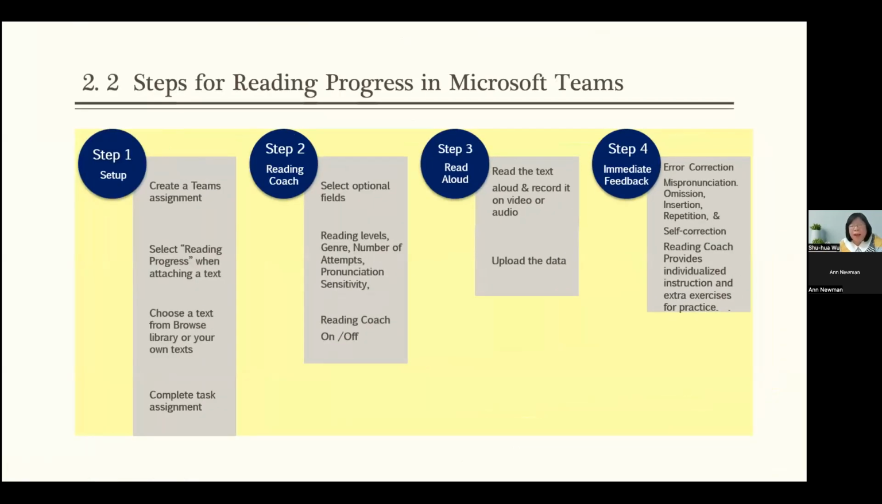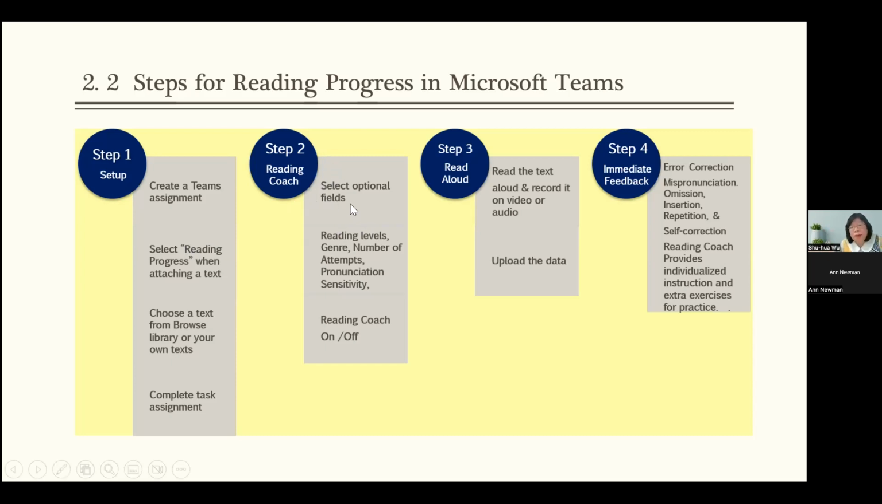I think I will divide it into 4 different steps to give all of our colleagues some general ideas about reading progress. In step 1, I'll focus on the setup. How do we get into the reading progress, and how do we select text as assignment? In step 2, I will focus on how to set up the parameters in the program.